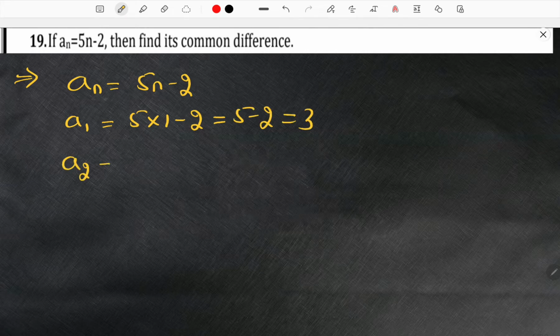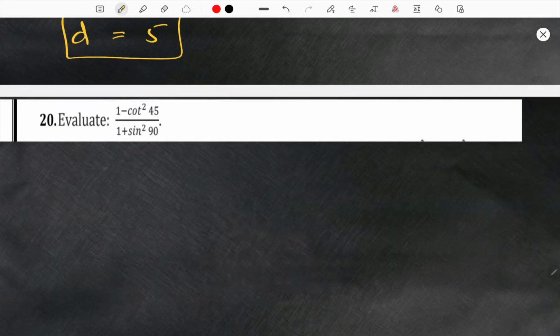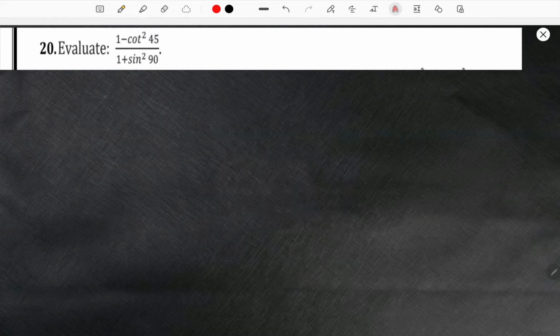Similarly, second term a2 is equal to 5 into 2 minus 2, and it becomes 10 minus 2, that is equal to 8. Now common difference they are asking, common difference is equal to second term minus first term. Second term is 8 minus first term is 3, and the common difference becomes 5. Alright, moving forward to the next question.